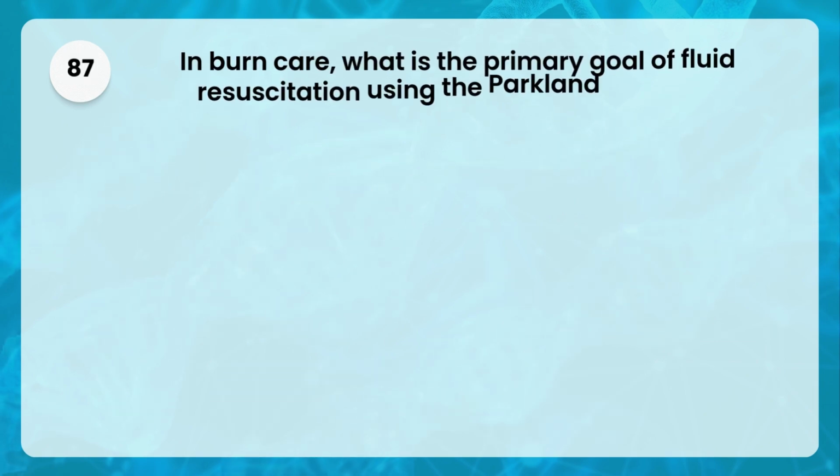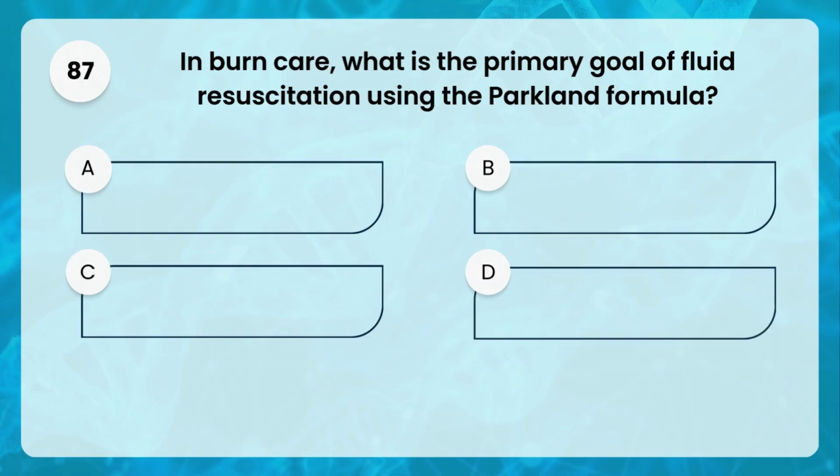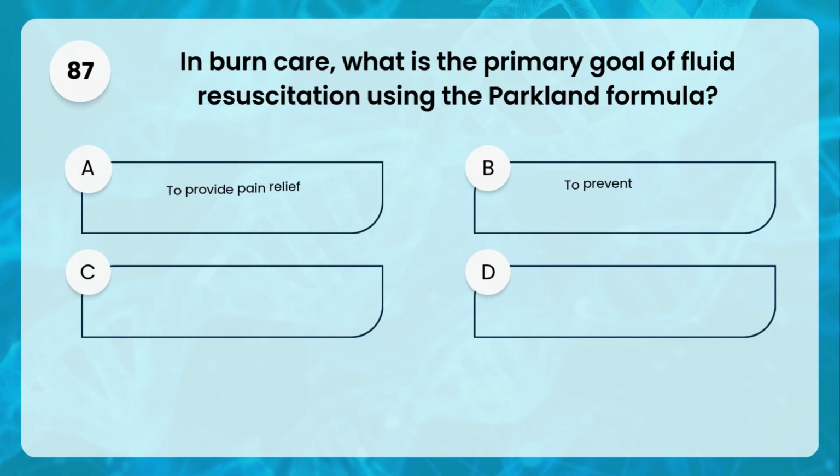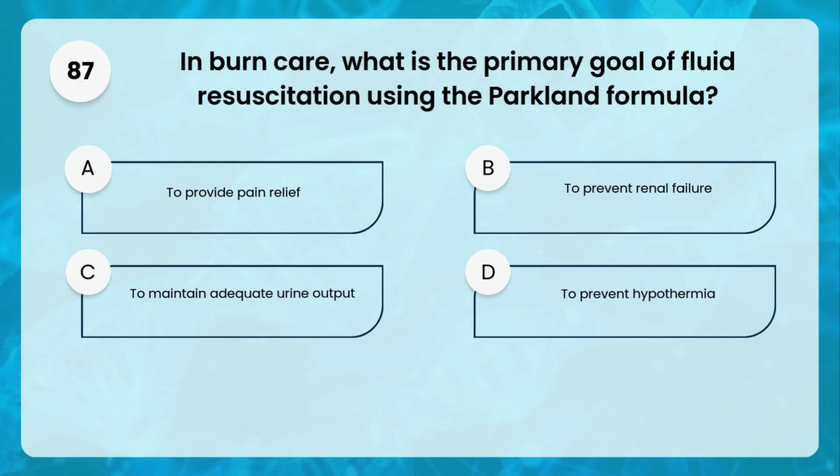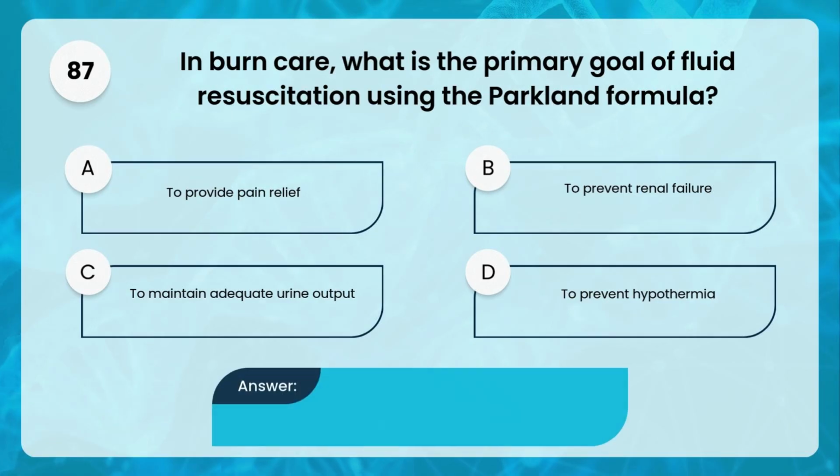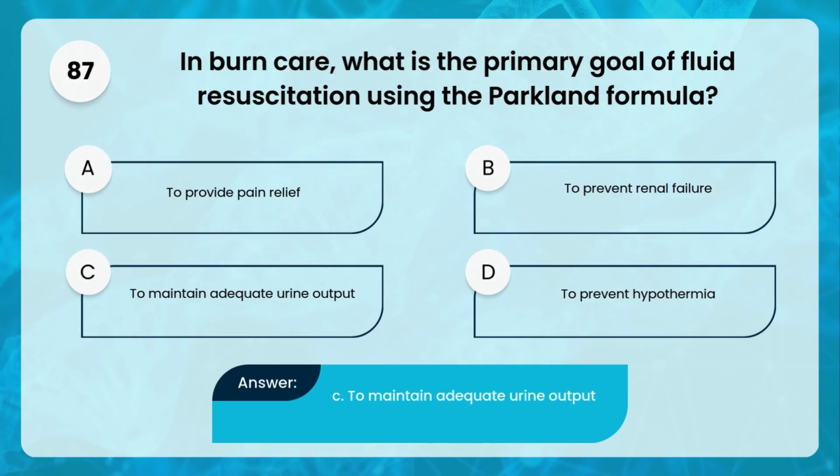87. In burn care, what is the primary goal of fluid resuscitation using the Parkland formula? A. To provide pain relief. B. To prevent renal failure. C. To maintain adequate urine output. Or D. To prevent hypothermia. The answer is C. To maintain adequate urine output.